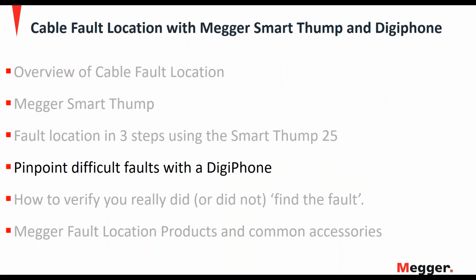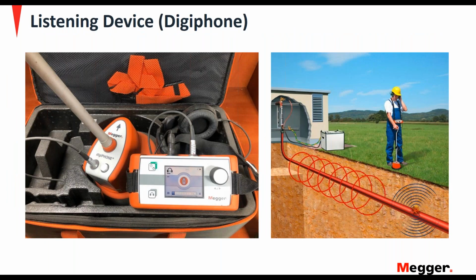Okay, so moving on, let's talk about pinpointing difficult faults with the Digiphone. So once the thumper's thumping, generally we just walk out the distance that the radar gave us, and we pinpoint the fault by sound and feel. Usually if we're close to it, we can just walk right to it and we can hear it and feel it thumping in the ground. But that's not always the case.